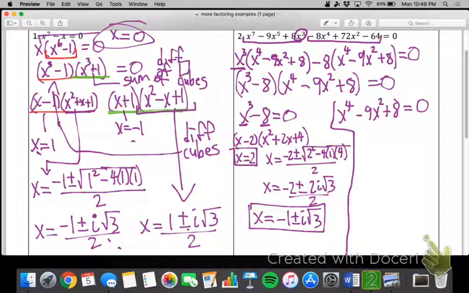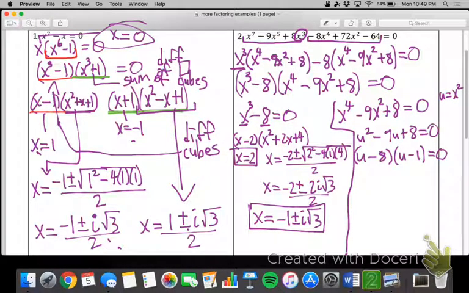So we'll say that u equals x squared. So then this first term is now going to be u squared, because x squared squared would be x to the 4th. So u squared minus 9u plus 8 equals 0. And this one is now easy to factor. We need numbers that multiply to 8 and add to negative 9. So that's going to be u minus 8 and u minus 1.